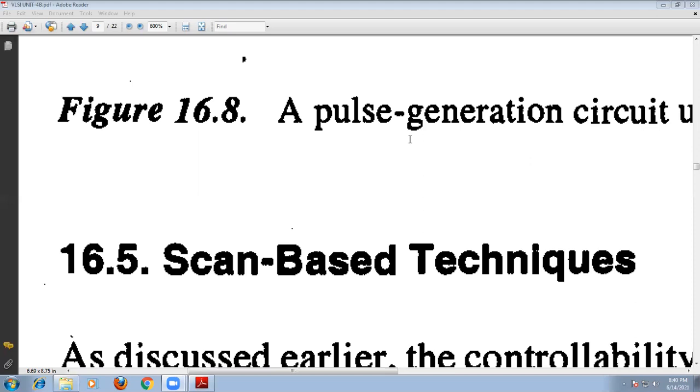In this scan-based design, the storage elements are connected to form a long serial shift register. We can call this long serial shift register a scan path. That is shown in the figure. Now let us see the figure here.